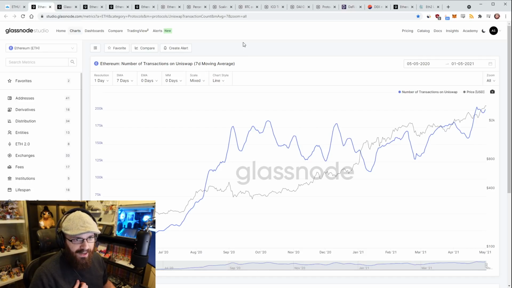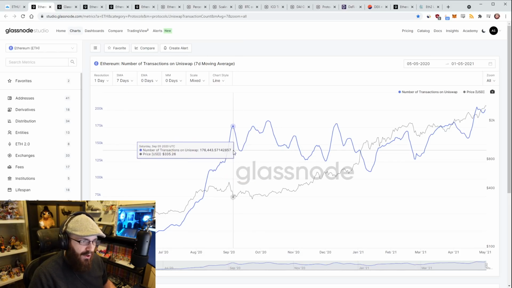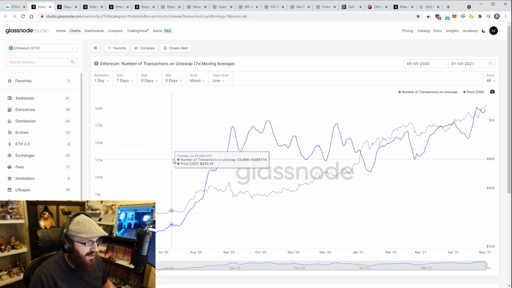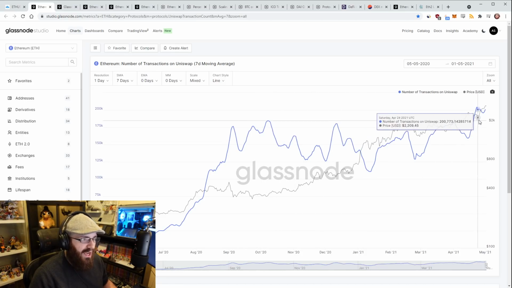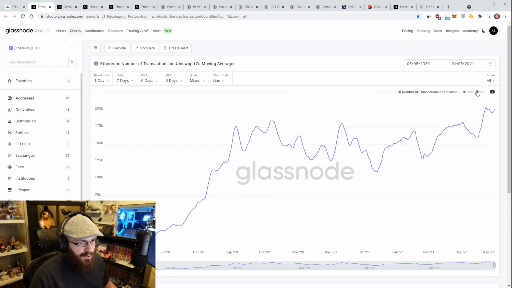So this is a new one from Glassnode, which is one of my favorite sites for tracking this sort of stuff. And this is basically the number of transactions on Uniswap based on the 7-day moving average. Now, you can see how hard this spiked up. Obviously, this is more than March and April. This goes all the way back to basically July. You can see how hard it spiked up and then went sideways for a bit after DeFi summer cooled down, and it's going back up again now, which is quite cool, right?